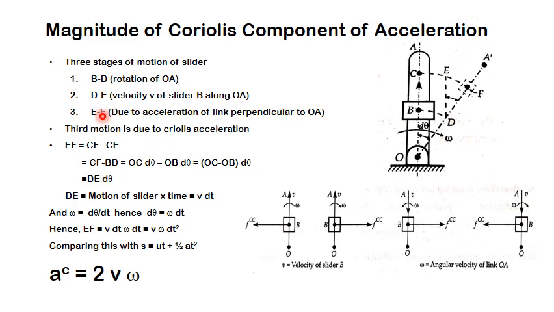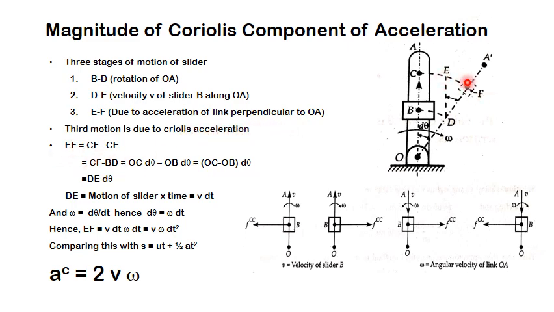Then the slider moves from E to F because of acceleration of link perpendicular to OA. Acceleration of link perpendicular to OA. So because of that, it moves from E to F. Now this third component, the motion from E to F, is due to Coriolis acceleration. And how are we going to derive the expression for this Coriolis acceleration?